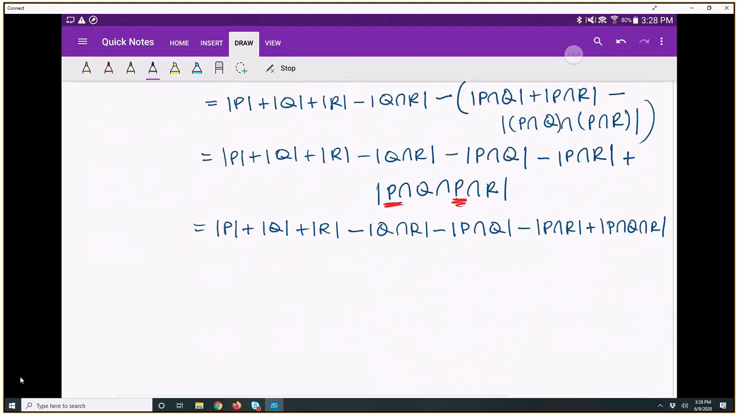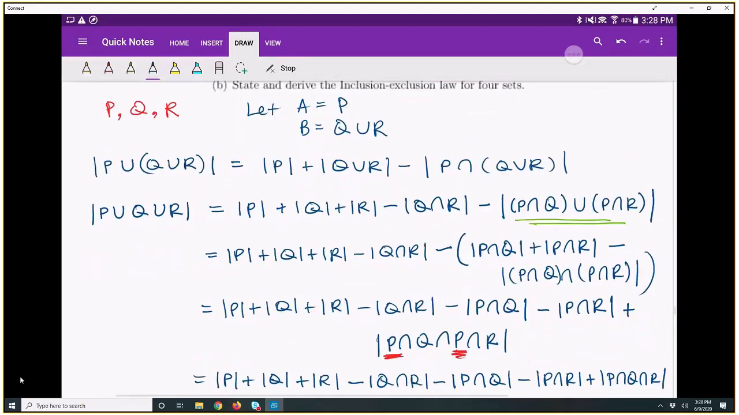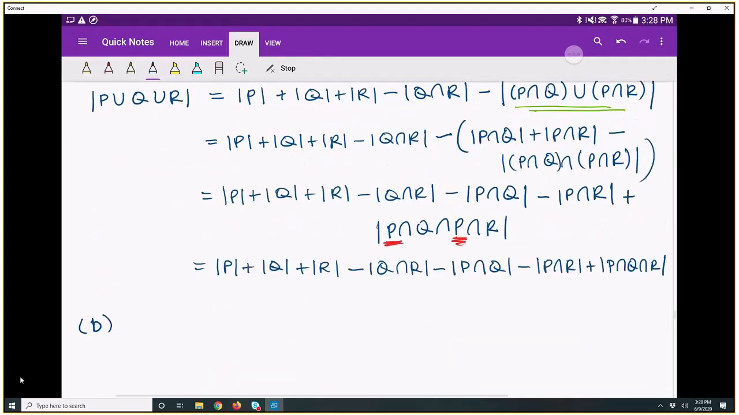Then the question asks us to state the inclusion-exclusion law for four sets. So we're just going to follow this same pattern. We're going to say, well, now I have maybe P, Q, R, and S. And I want to find the cardinality of the union of all four of them. Then I know that I'm going to need to add their cardinalities: P plus Q plus cardinality of R plus the cardinality of S.